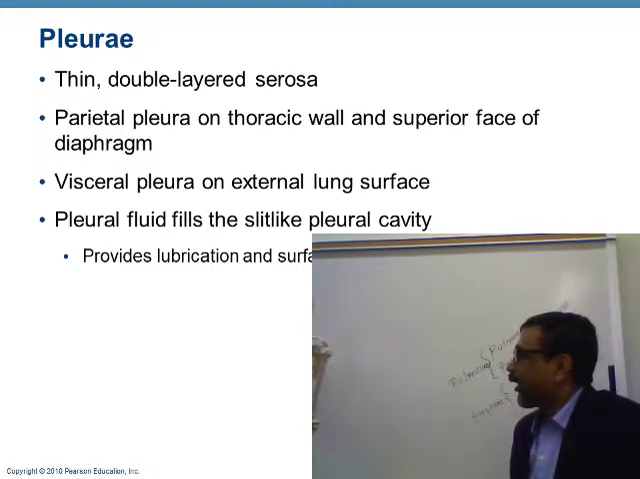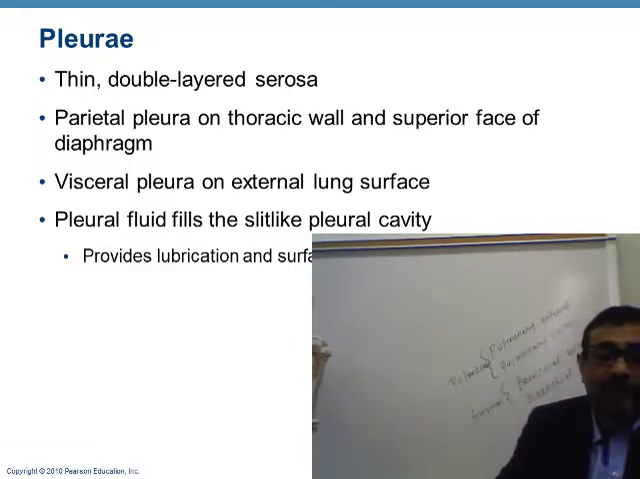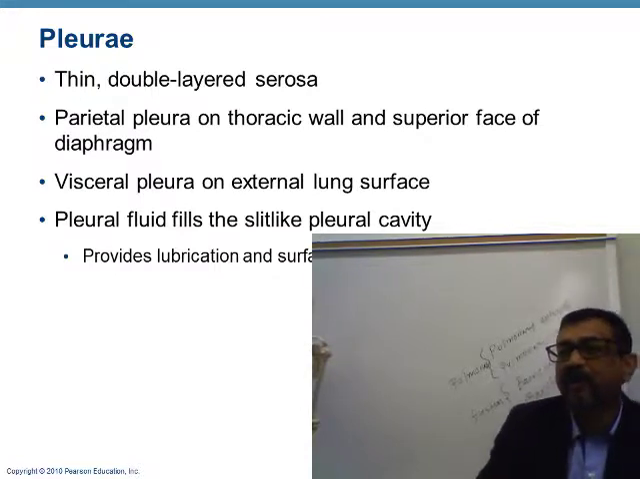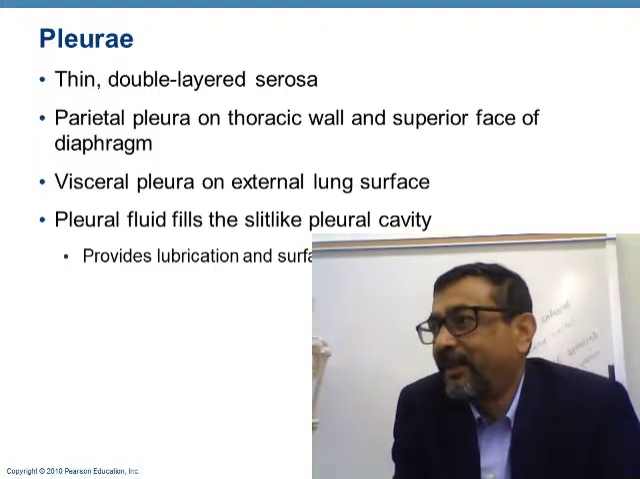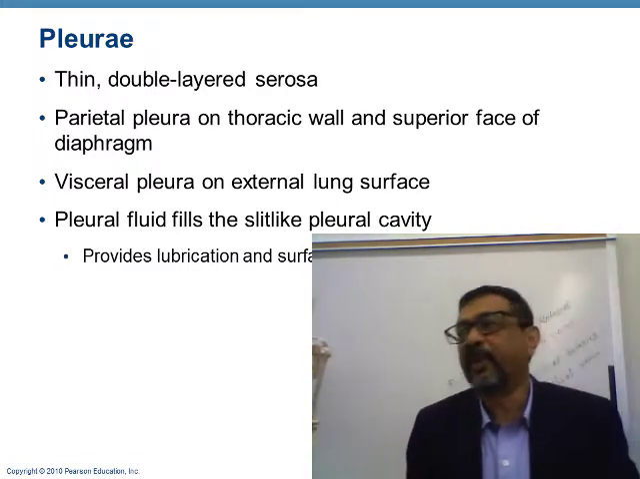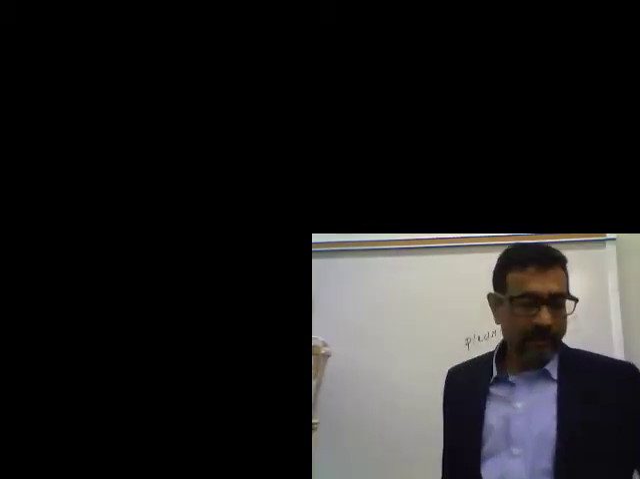So sometimes infection can cause inflammation of the pleura, and that inflammation of the pleura is termed as pleurisy or pleuritis. We use both. Itis indicates inflammation, right? So pleuritis is the inflammation of pleura. Also called pleuris. So same thing, inflammation of the pleura. That can cause pain, sometimes can cause fever. So that's the pleura and its layers and the function.